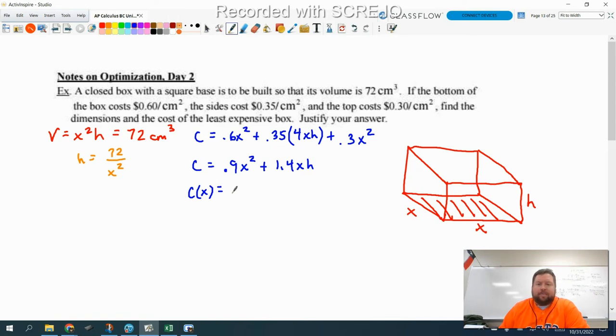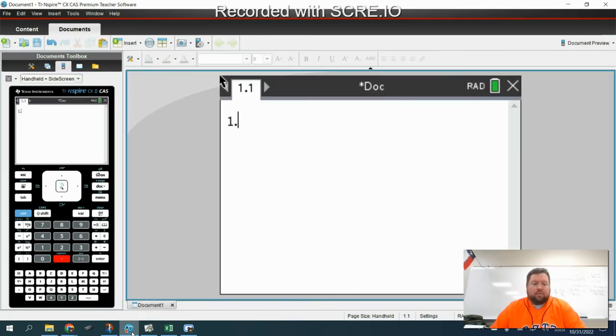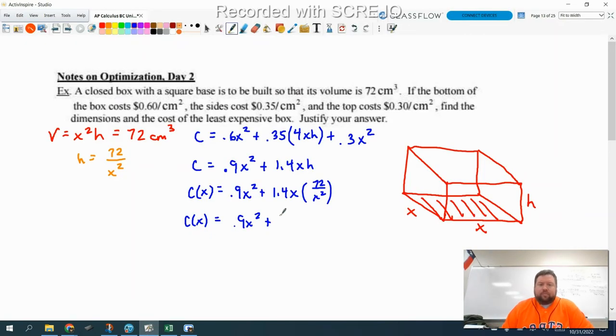So I'm going to call it C of X now. I have 0.9 X squared plus 1.4 X times 72 over X squared. All right, let's simplify. C of X is equal to 0.9 X squared plus, all right, 1.4 times 72. I'm going to use my calculator for this one: 1.4 times 72 is 100.8. And then X divided by X squared leaves me with an X on the bottom. Okay, so I now have a cost equation in terms of a single variable X.